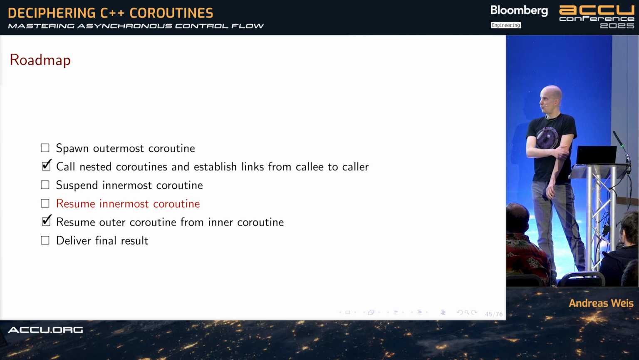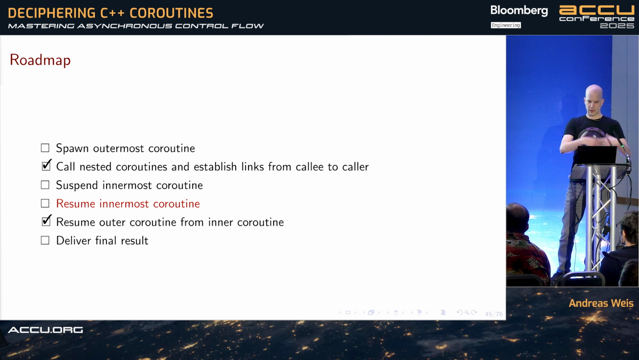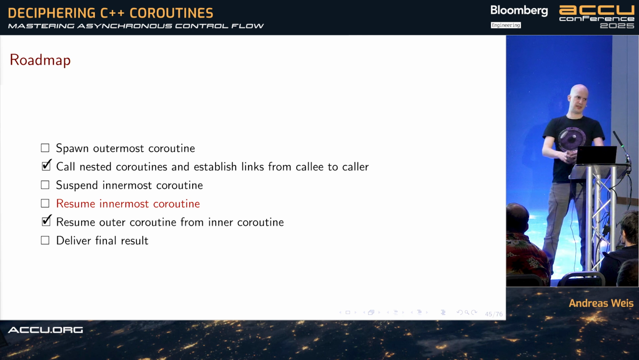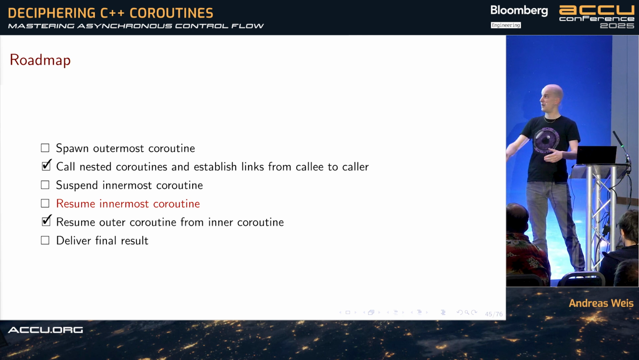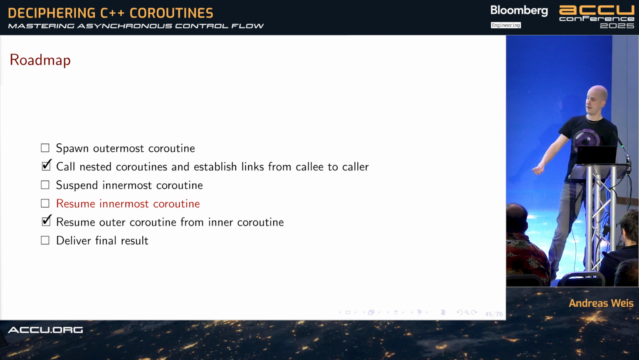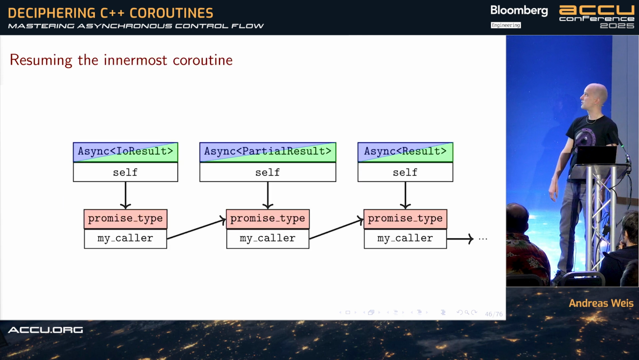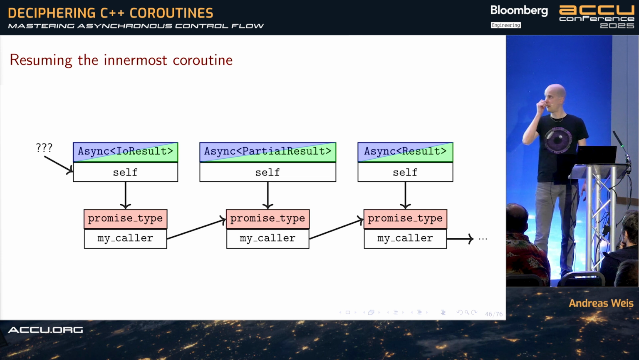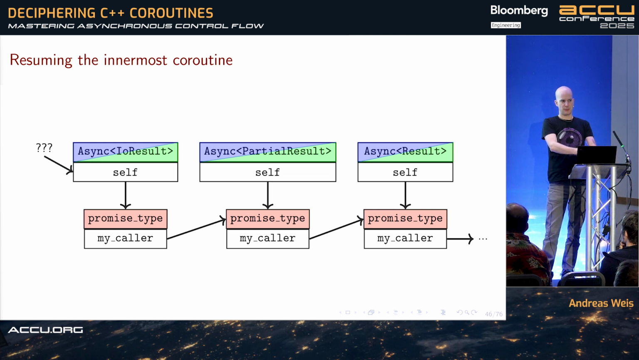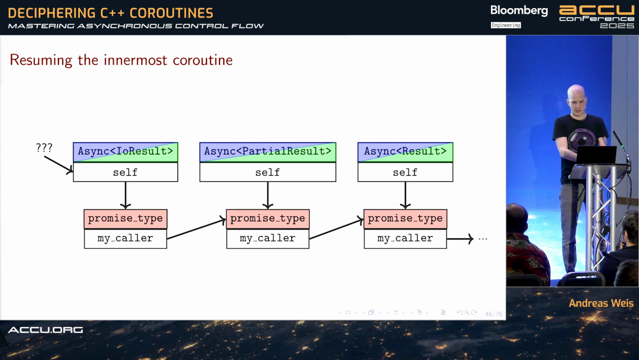So we know now how we can resume from, like, if I'm in a coroutine and I'm done, then I know how to resume my caller on the async call stack. But somebody still has to resume that innermost coroutine, right? So we have that guy there on the very left that is just waiting for this blocking I/O, and somebody has to wake him up. How does that work?